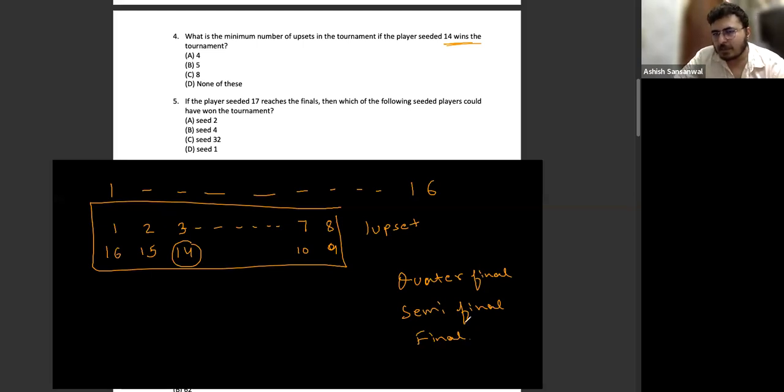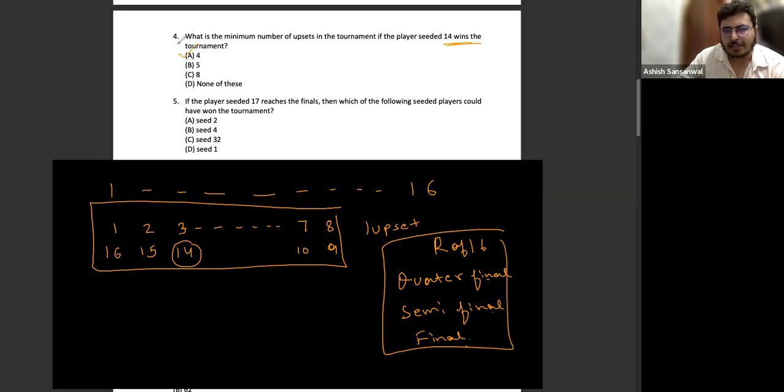So how many upsets are there? 4. One upset in the round of 16, one in the quarterfinal, one in the semi-final, one in the final. So 4 upsets are there. So your answer is 4. Is this clear?